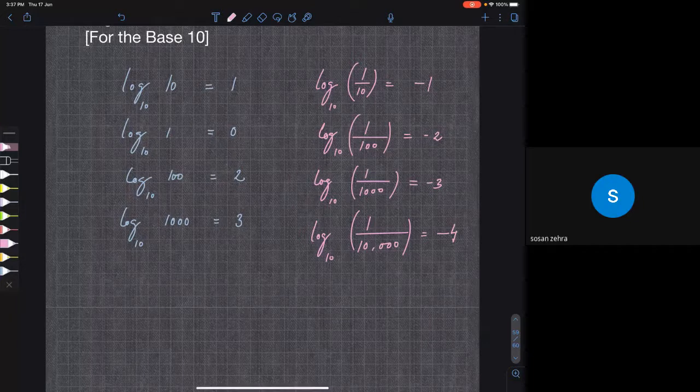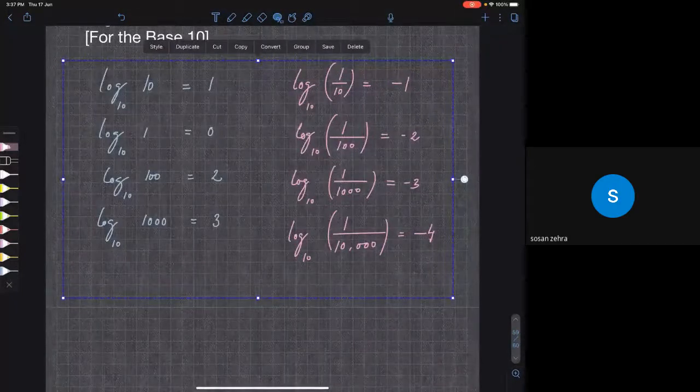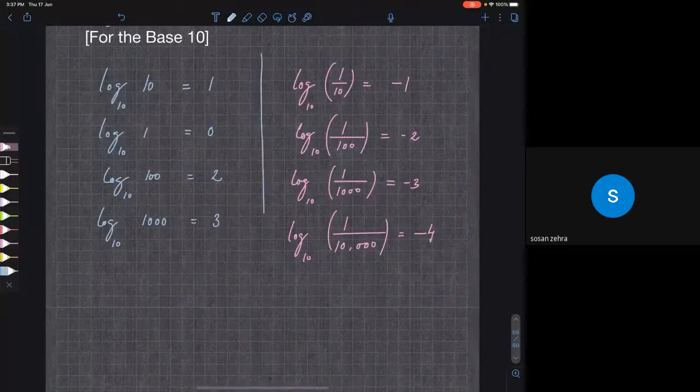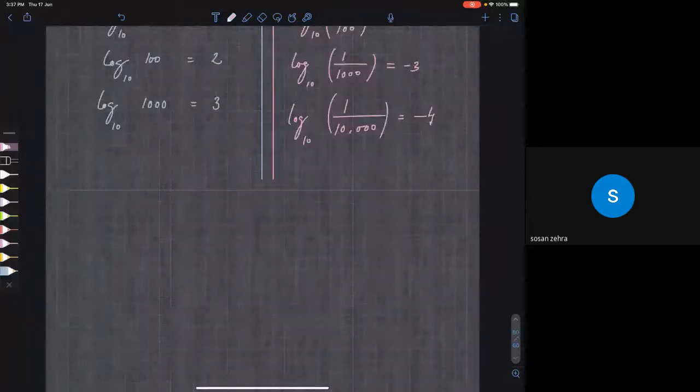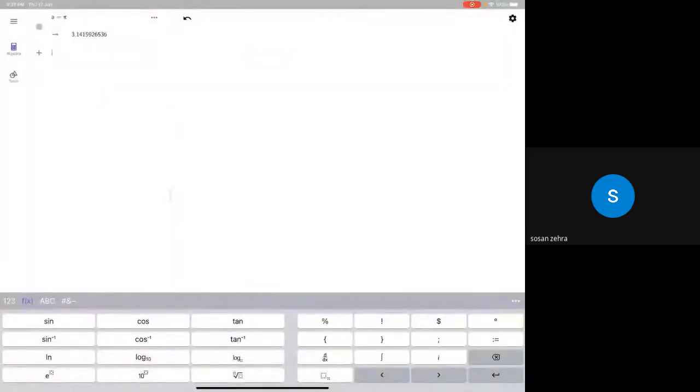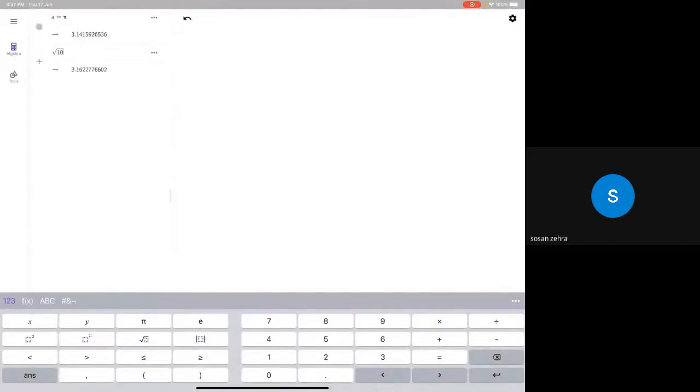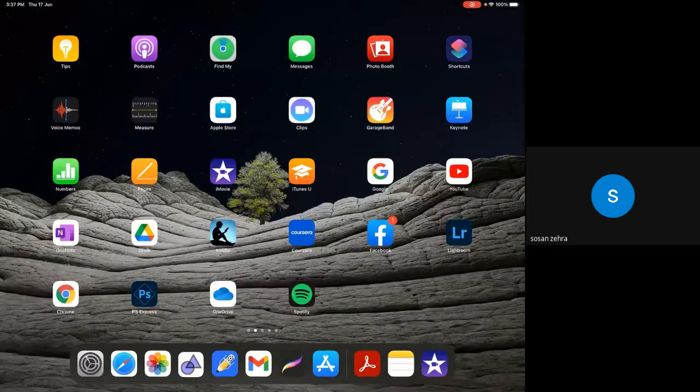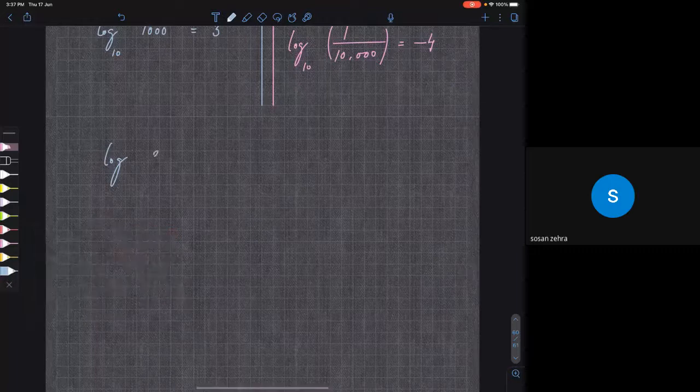Fine. This is all clear. You can find the values of logarithms like this. Okay. Now tell me, does anyone remember what the value of root 10 is? It is 3.162. Okay, no need to remember. I'm just saying. So log of 3.162 to the base 10 is how much?